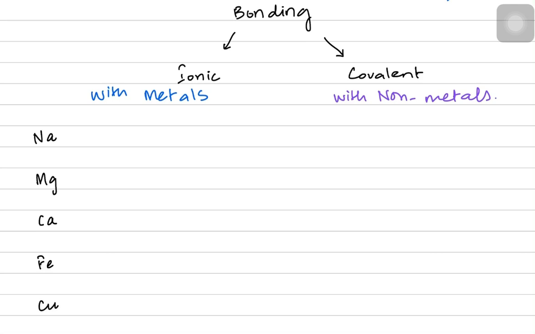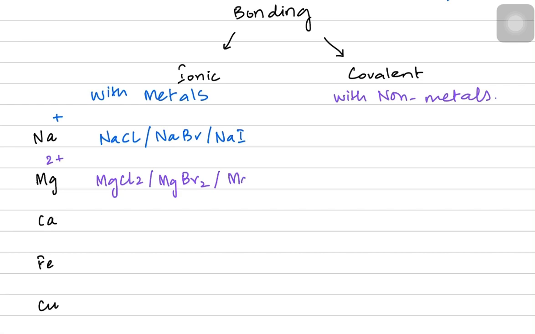Sodium has a plus ion, so sodium will make sodium chloride, sodium bromide, sodium iodide, where each halogen is a negative ion and the metal is obviously positive. With magnesium, they make magnesium chloride, MgCl2, MgBr2, or MgI2. Magnesium bromide, magnesium iodide. Calcium also has a plus 2 charge, so there is a similar pattern of chemical formula for calcium chloride, bromide, and then iodide.